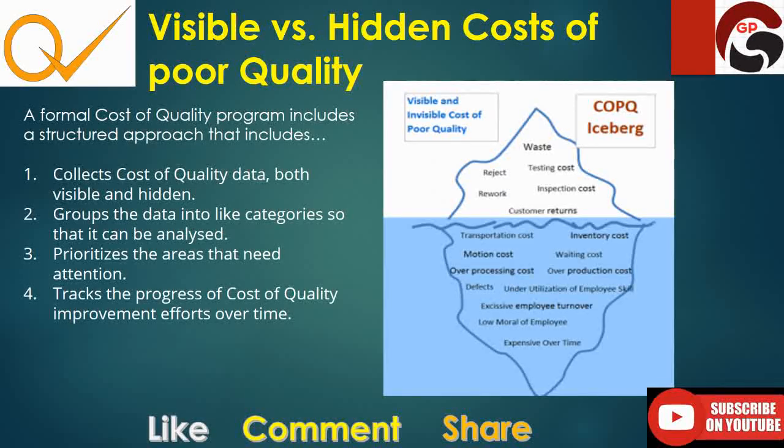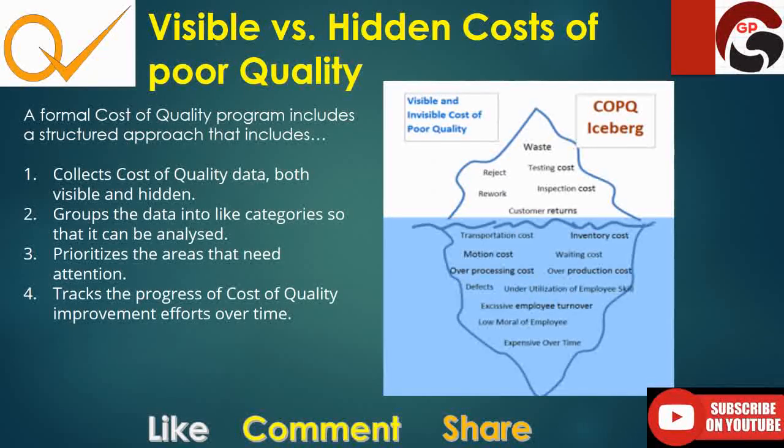Visible and hidden cost of poor quality. Whatever you are seeing in the white color is visible data, visible rejection or visible cost, and below is the hidden cost. So collect the cost of quality data, both visible and hidden. The waste, reject, testing cost, inspection cost, customer returns, rework and all is a visible cost where you can collect the data, where you can measure the data. Rejections which can be measured are visible rejections. Which you cannot measure may be a hidden cost or hidden failures.